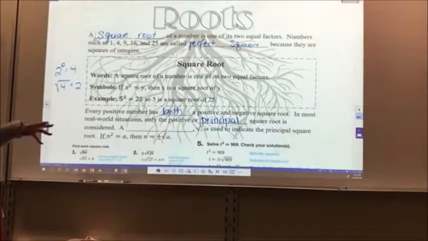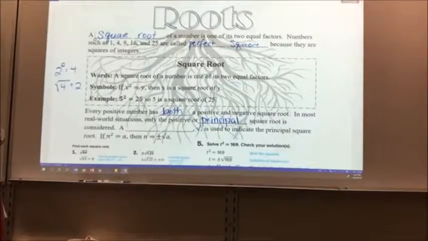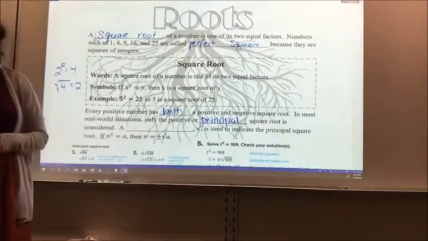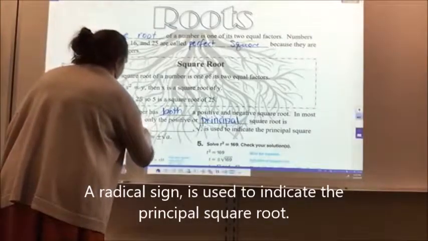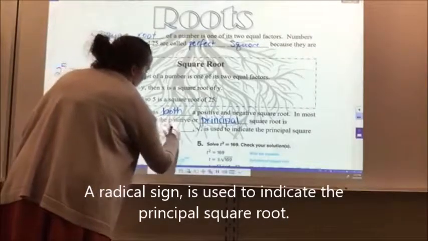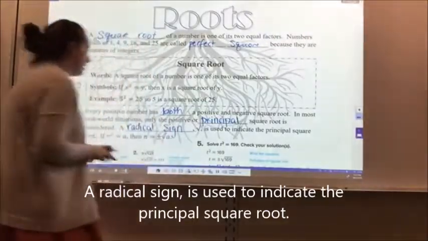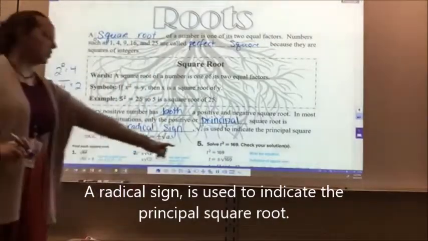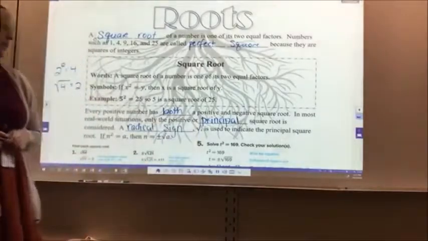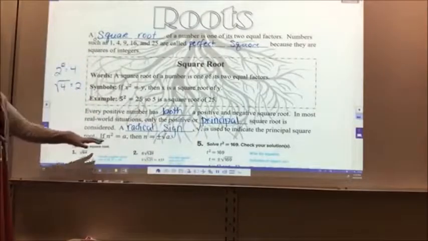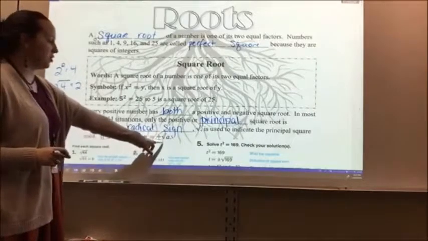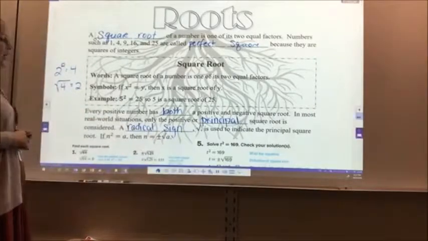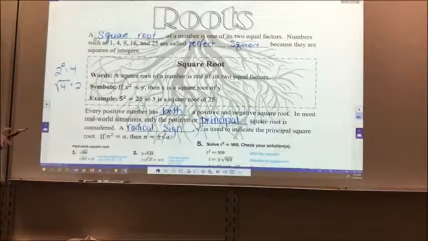A blank blank square root is used to indicate the principal square root. In these two blanks, you're going to write radical sign. A radical sign, which is what this symbol is, is used to indicate the principal square root. So if n squared equals a, then n equals plus or minus the square root of a. All right, let's take a look at a couple of examples.